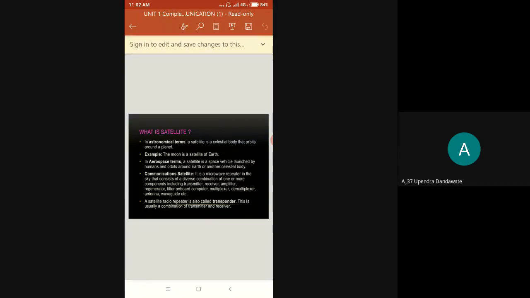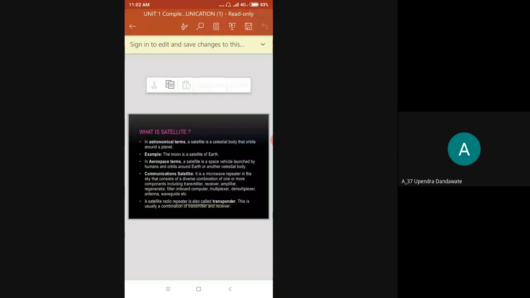Next, what is meant by communication satellites? It is a microwave repeater in the sky that consists of a diverse combination of one or more components, including transmitter, receiver, amplifier, regenerator, filter, on-board computer, multiplexer, demultiplexer, antenna, and waveguide, etc. These are all the components present in a communication satellite. And it is a microwave repeater.